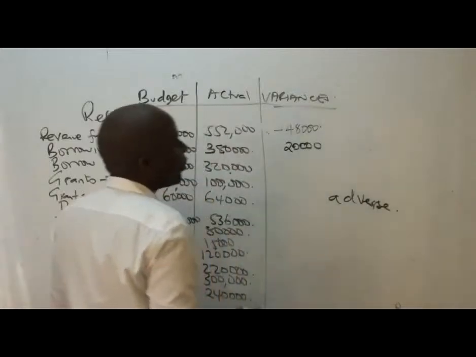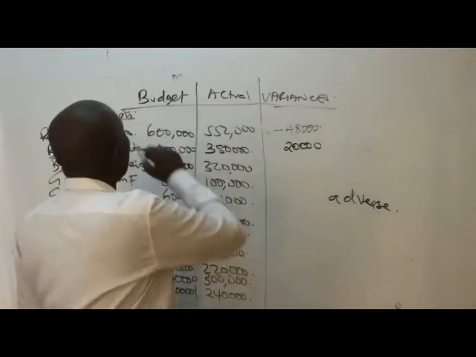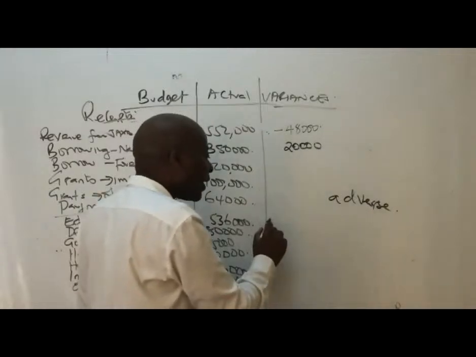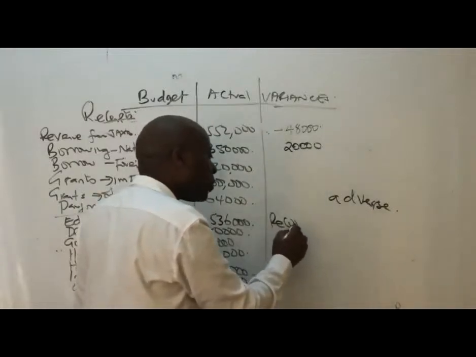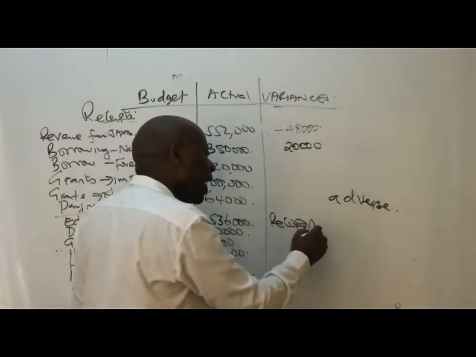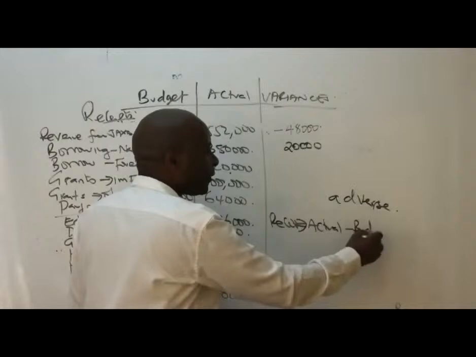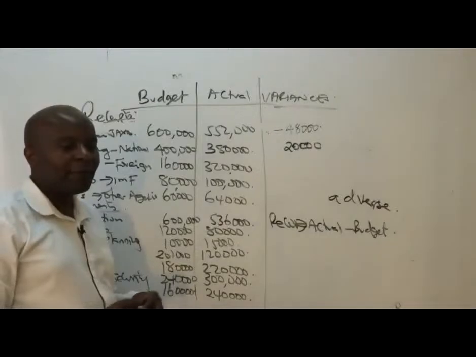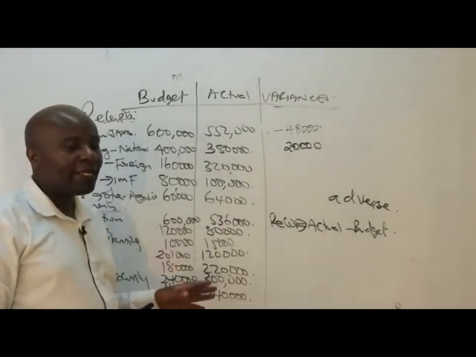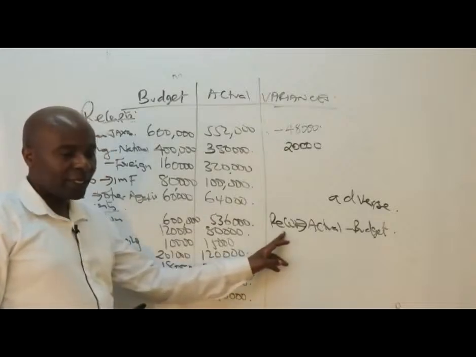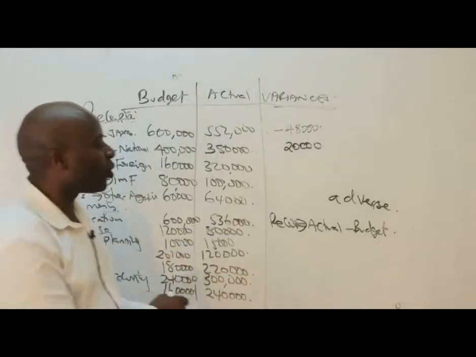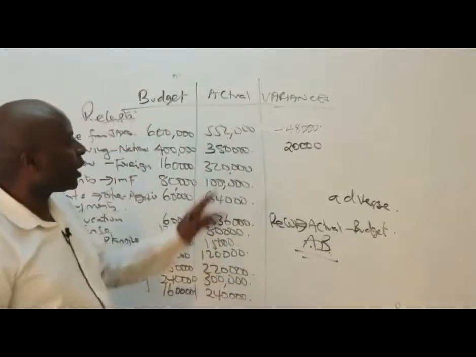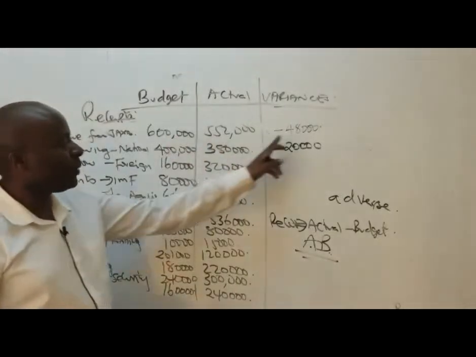So listen. For receipt items, when you are getting variance for receipt items, you normally take actual minus budget for proper interpretation. You always work with what we call ARB. For receipts, always it's actual minus budget. So like now you take 552 minus 600, you get minus 48,000.